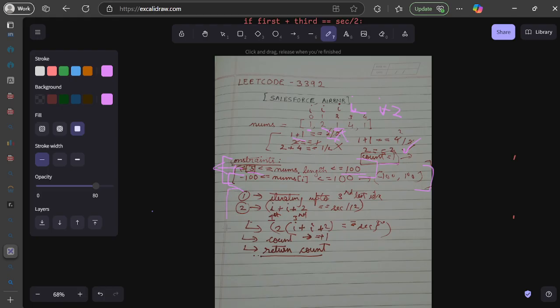So this is the story. Iterating up until the third last index. Calculating the given condition, using if, we would check this condition. If it's satisfied, we would increment our count by 1. And at last, after getting out of the for loop, we would just return the count till now.